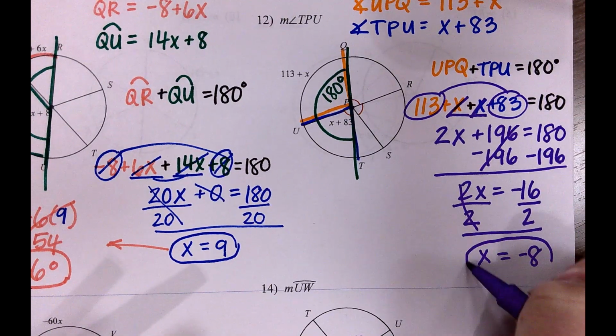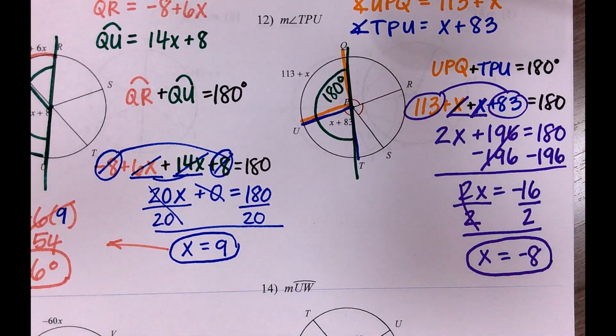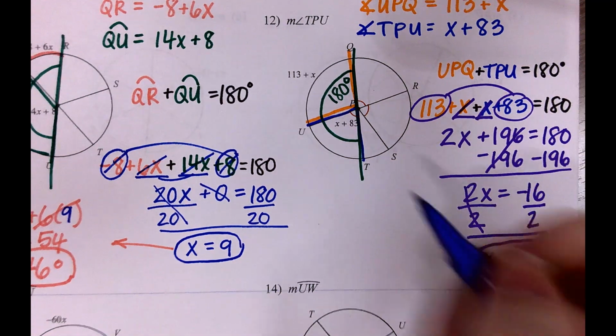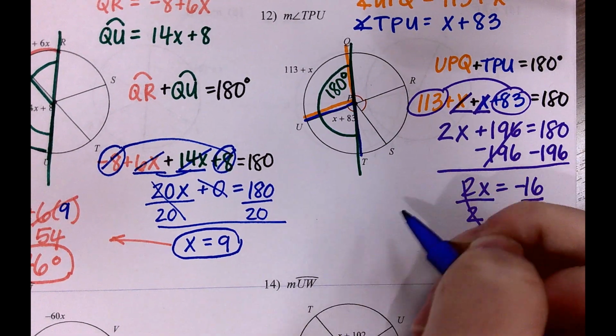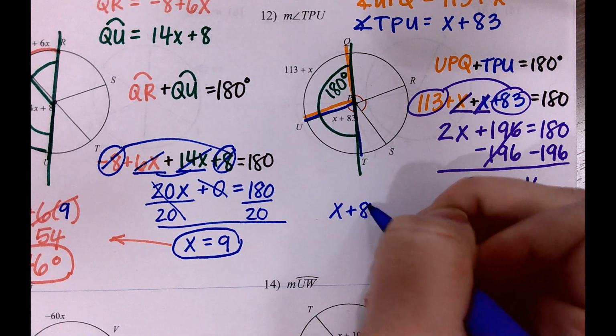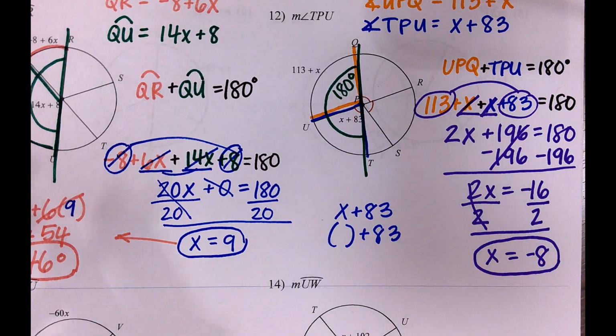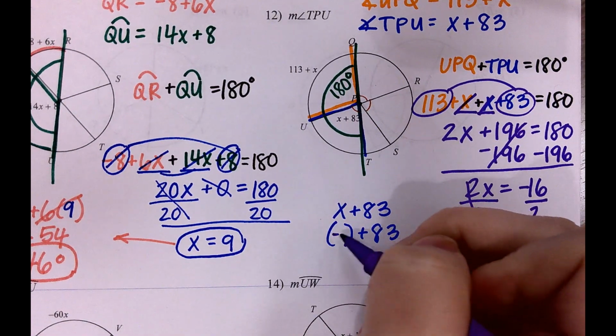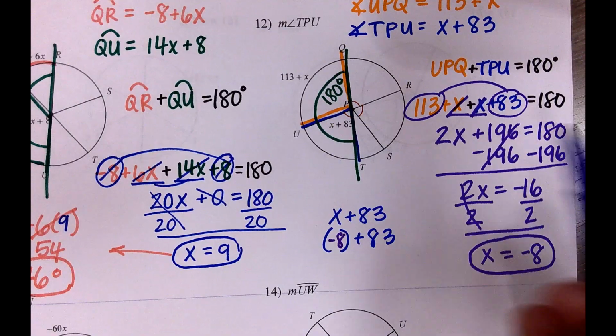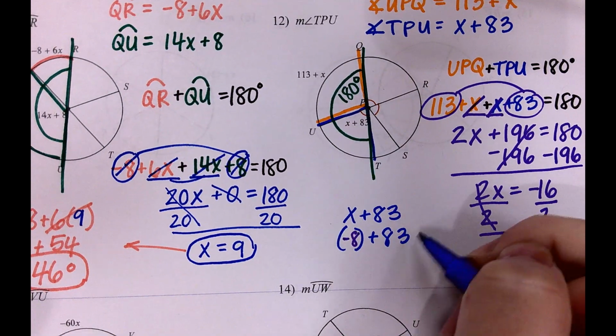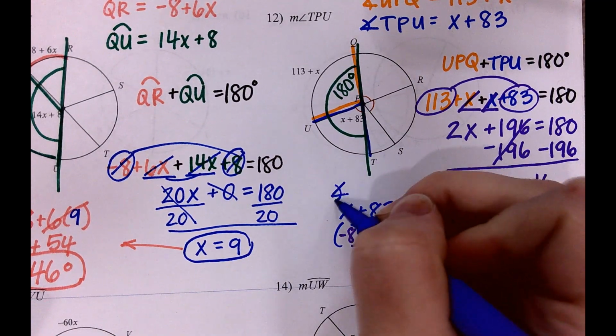Are we finished? No, we got to plug it in. Angle TPU is x plus 83. So, negative 8 plus 83, which is 75 degrees.